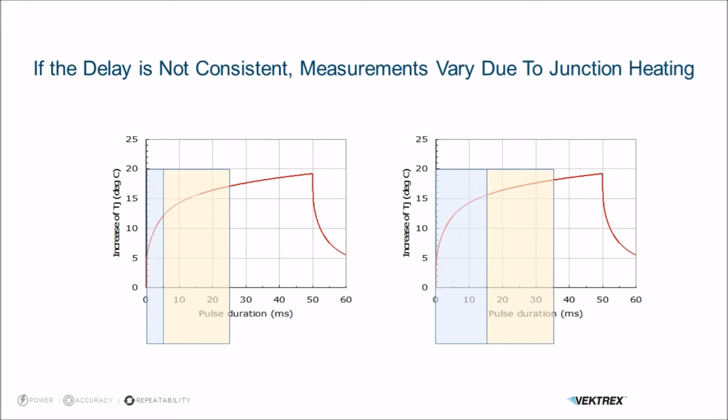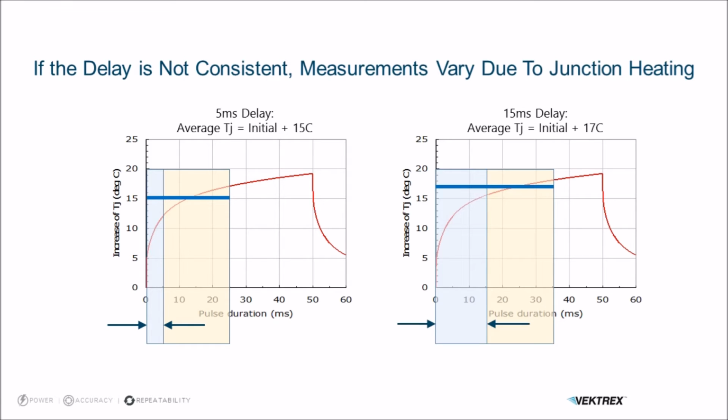On the left, you can see a measurement with a 5 millisecond delay that has about 15 degrees of junction heating. The same measurement made after a 15 millisecond delay has 17 degrees of junction heating. 2 degrees may not seem like a lot, but it is a lot in terms of the variability that LEDs have. It means a 0.4% variation in flux.